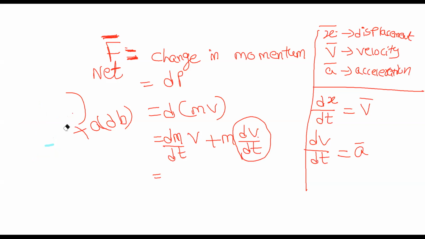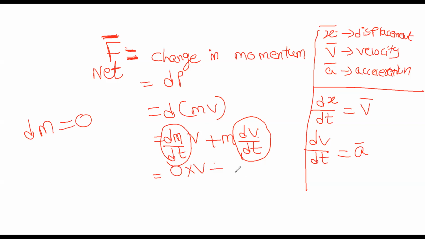So if the body is moving at nominal speeds, will the mass change? No. The mass won't change, right? Right. The mass not changing means the difference in mass is 0. So that's why this whole becomes 0 into V plus m into dv by dt. That is changing because when the speed is increasing or decreasing, there is a change in velocity. So we can agree with this. So directly we got m into dv by dt, which is equal to ma.